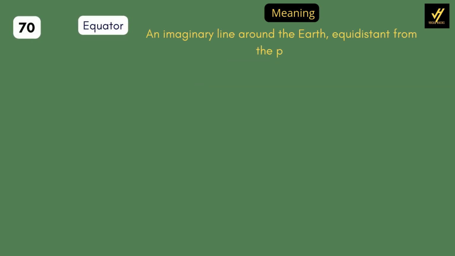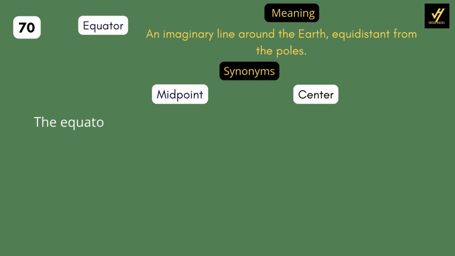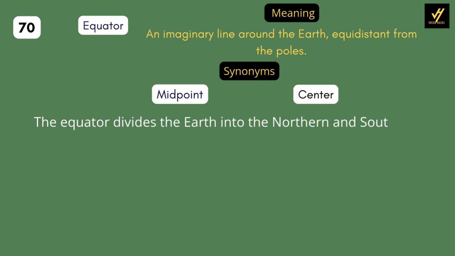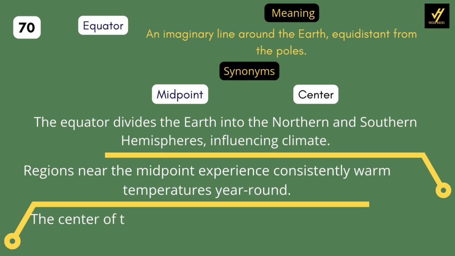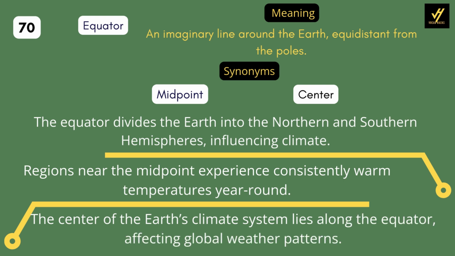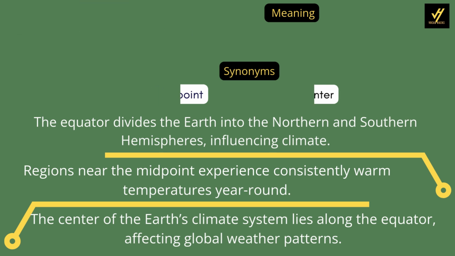Equator, an imaginary line around the Earth, equidistant from the poles. Midpoint, center. The equator divides the Earth into the northern and southern hemispheres, influencing climate. Regions near the midpoint experience consistently warm temperatures year-round. The center of the Earth's climate system lies along the equator, affecting global weather patterns.